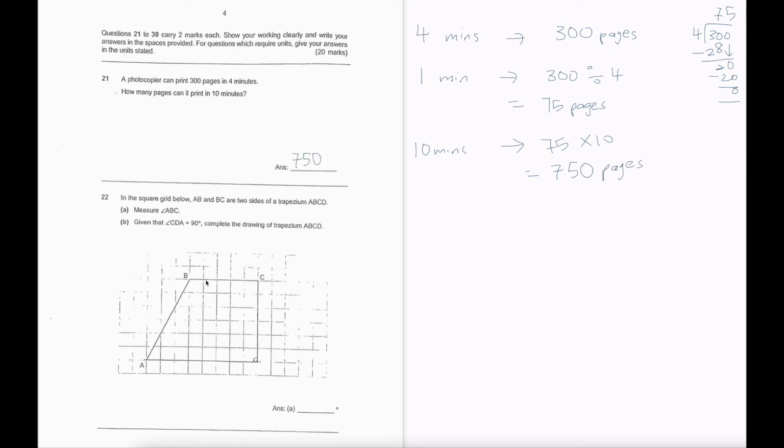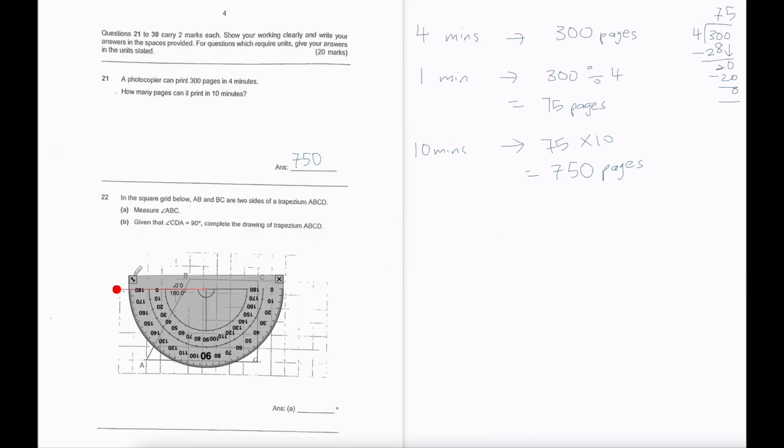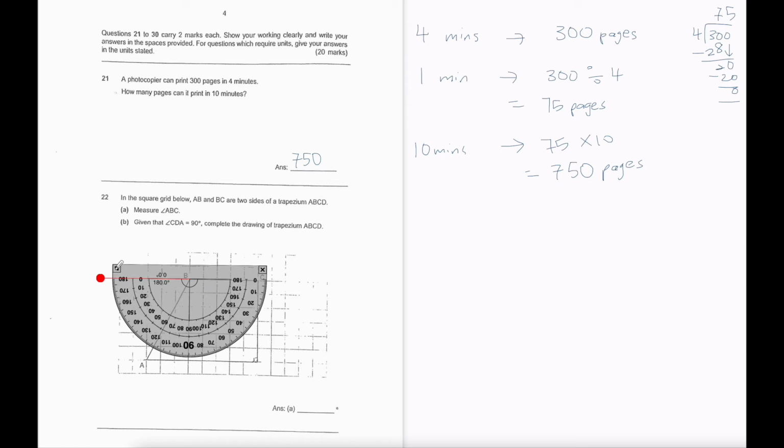Okay, so next one. In the square grid below, AB and BC are 2 sides of a trapezium. Measure ABC. So ABC is over here. We need to measure this angle. Let's take our protractor, okay? We are starting from the outer scale. So my answer will be 118. Okay, from my protractor, I'm measuring it as 118 degrees.